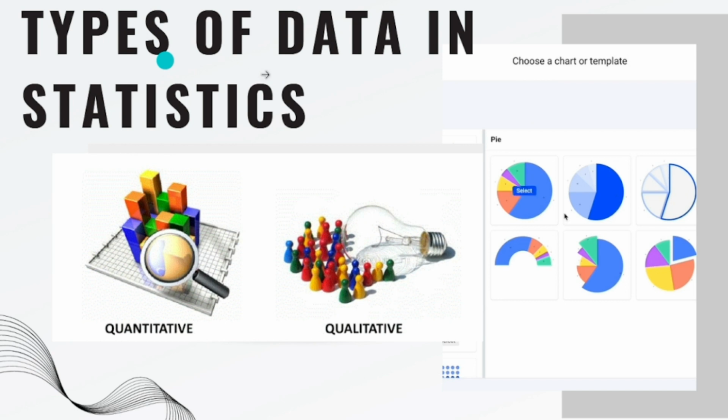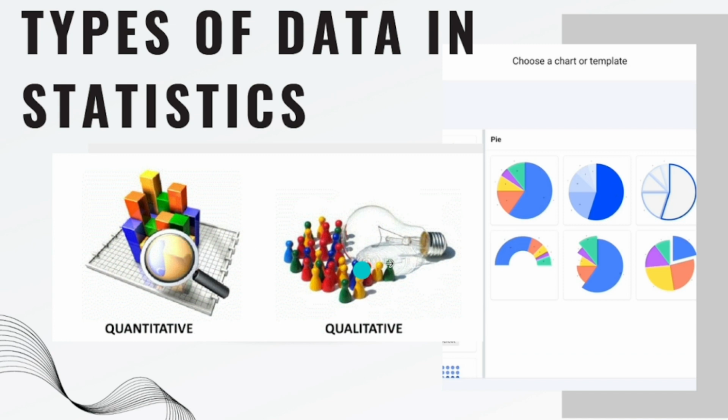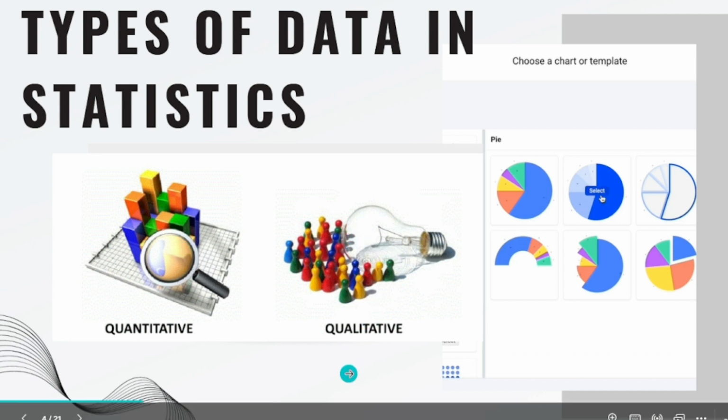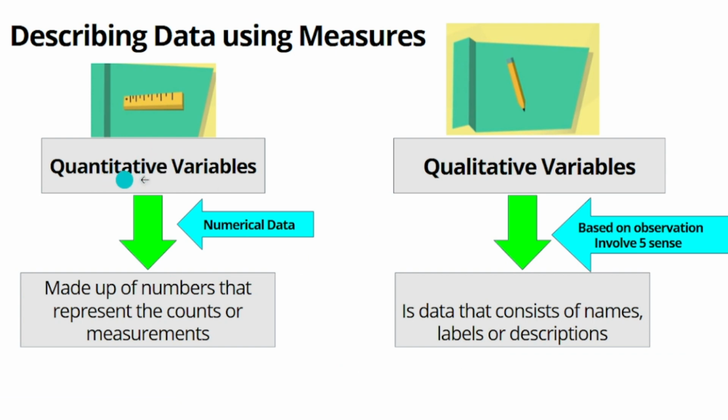In statistics, the data is divided into two major categories. One we call quantitative data, the other is said to be qualitative data. So what is quantitative data? From the name itself it shows its quantity. Quantity is measurable. So any numerical data is said to be quantitative data, which is mainly used to represent the counts or the measurements.